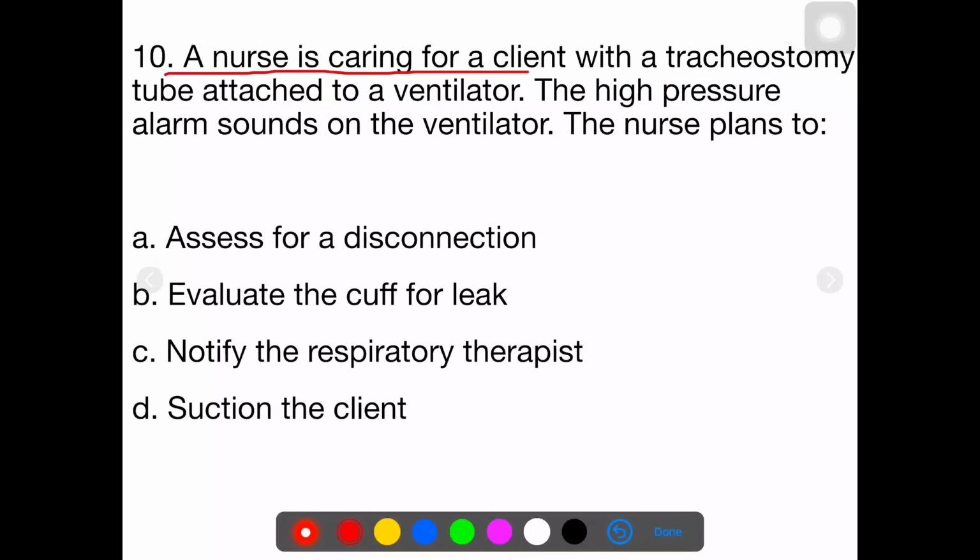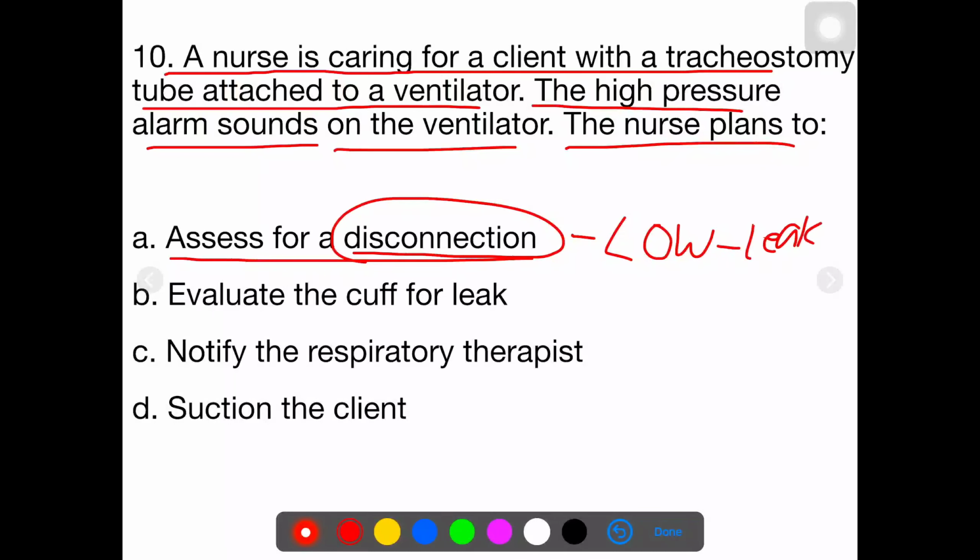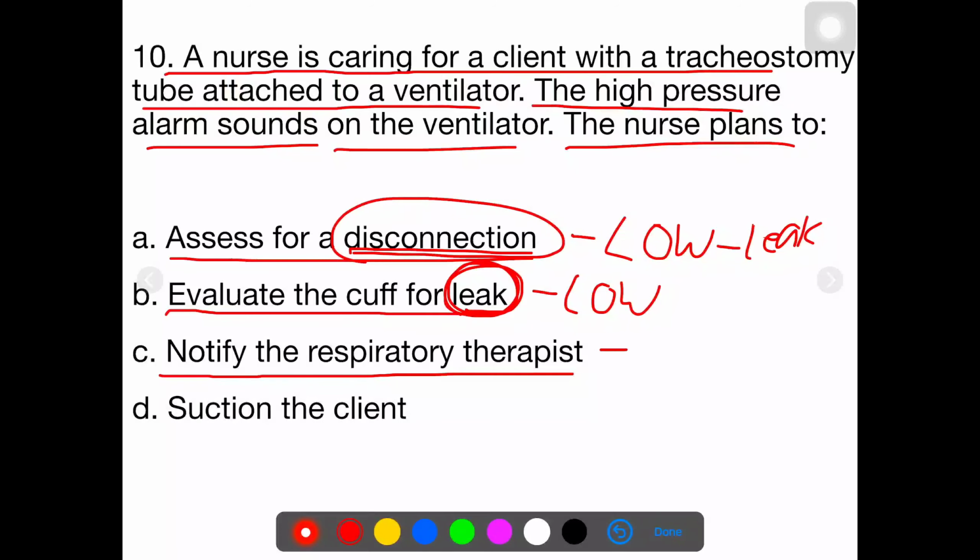A nurse is caring for a client with a tracheostomy tube attached to a ventilator. The high pressure alarm sounds on the ventilator. You plan to, letter A, assess for disconnection. Disconnection is a low alarm sound because there is a leak; the tube disconnected from the machine. Letter B, evaluate the cuff for leak. Why will we evaluate the cuff for leak? It's again a low alarm sound. Letter C, notify the respiratory therapist. Why will we notify the respiratory therapist in the first place? You are already there.